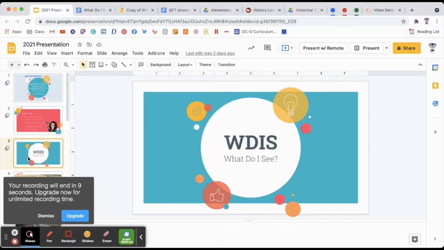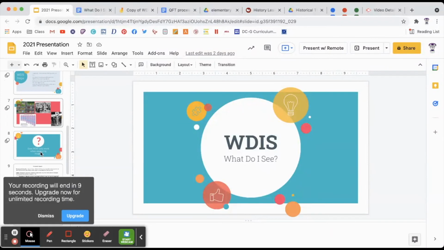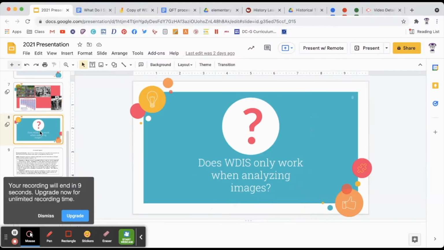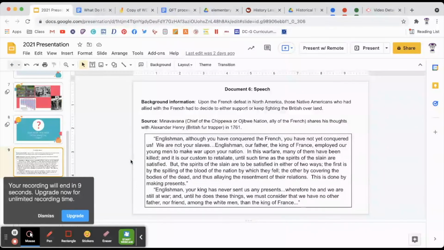Now, one question that I get when using WDIS is whether it only works when looking at images. Absolutely not. You can use this for many more things. I have my students use it when we're looking at speeches and other written documents. Okay, and as you can see, what I would have my students do is go through and source by highlighting or circling or underlining important information, and then pulling key phrases and main points from the actual document itself.